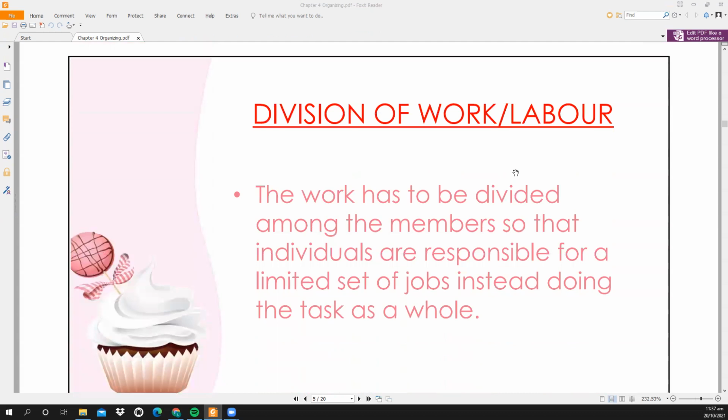Okay, so next, division of work or labor. The work has to be divided among the members so that the individuals are responsible for a limited set of jobs instead of doing tasks as a whole.